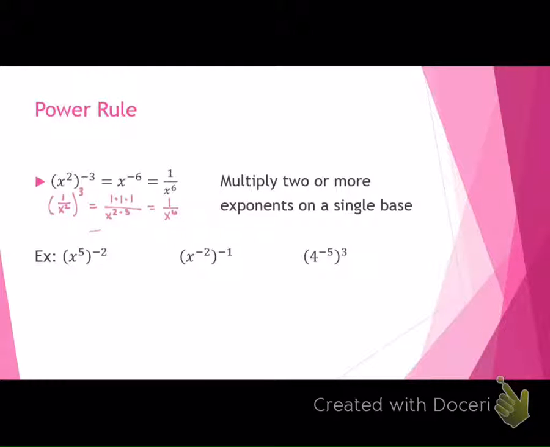So for this one, I would do 1 over x to the 5th squared, because that makes it positive, which is 1 over, so that's 1 times 1, over x to the 5th times 2, because you have 5 x's listed out twice, which is 1 over x to the 10th.